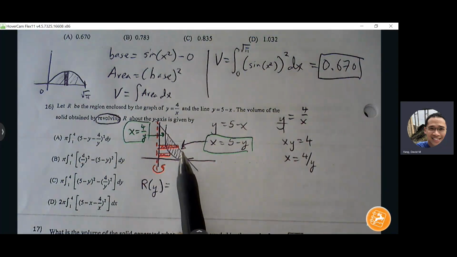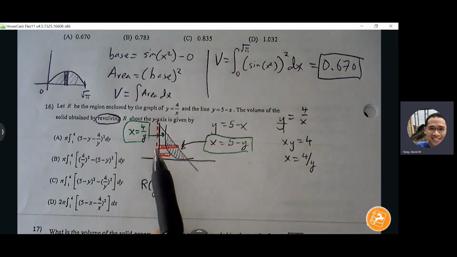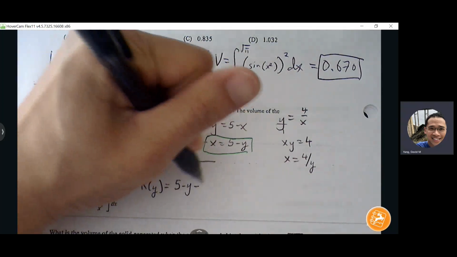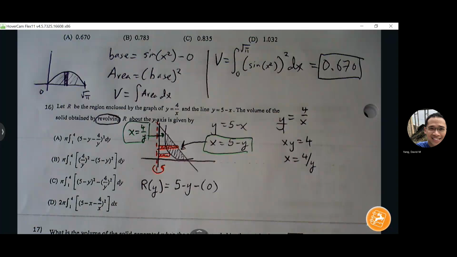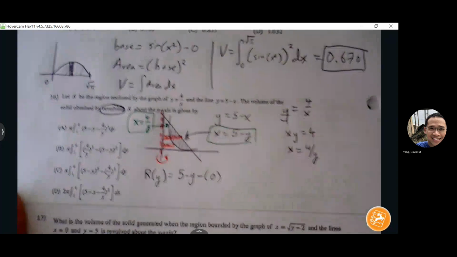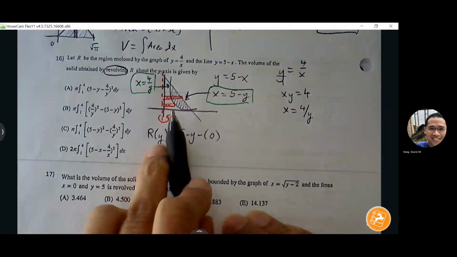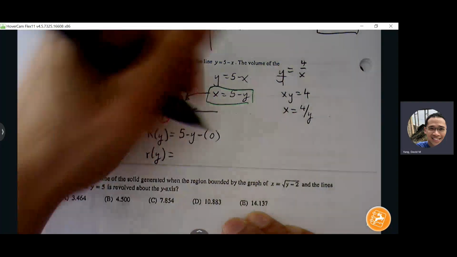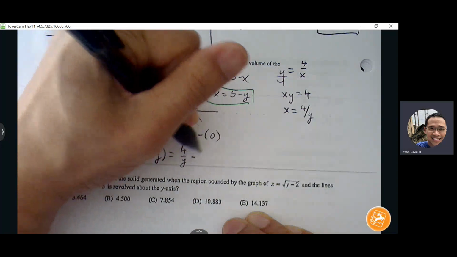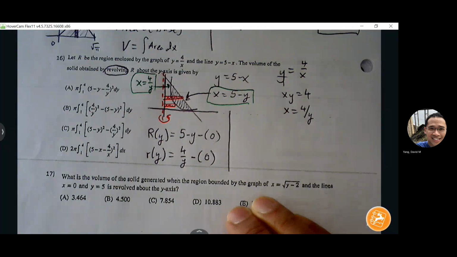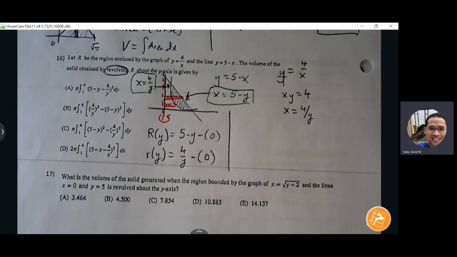Okay, right minus left. The right endpoint is sitting on the line. The left endpoint is sitting at the y-axis. So 5 minus y minus 0. Small radius, little r. The right endpoint is sitting at the curve, which is the 4 over y. The left endpoint is sitting on the y-axis, so that's a 0. So my volume formula is big radius squared minus little radius squared.